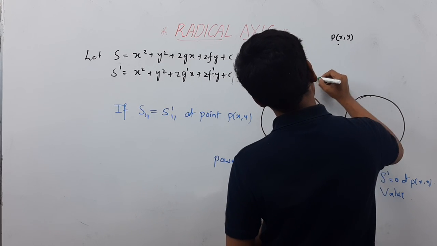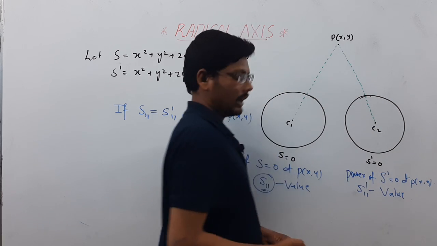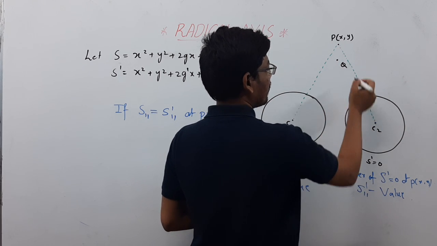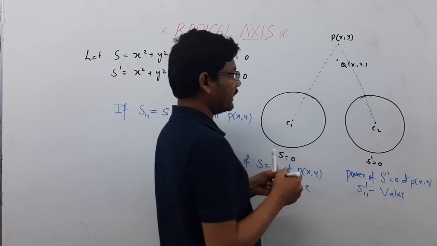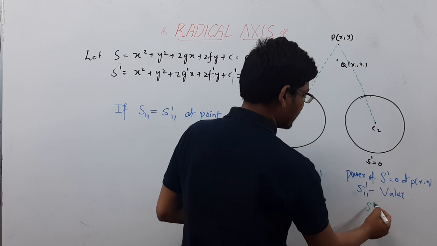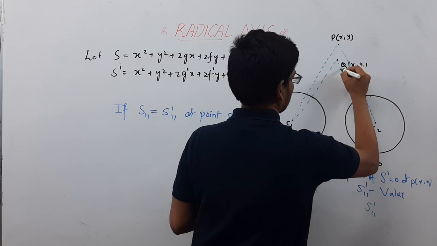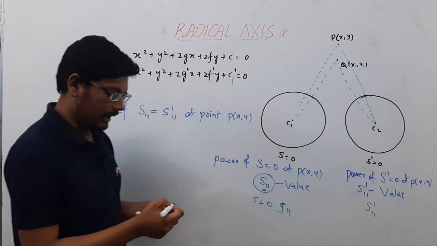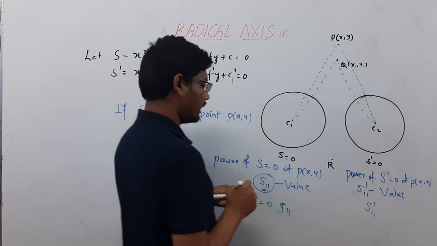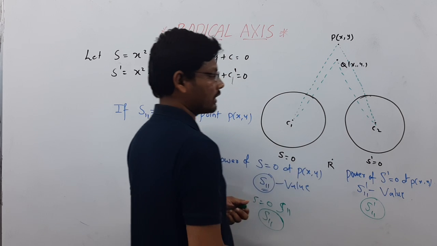So this is one point, and I am taking one more point, Q. I am assuming this is a point Q of x1 comma y1, and at this point also the power of S is S11, and at point Q the power of S dash is S dash 11. So I am joining these two points. Similarly, I am taking one more point on the downside. So this is PQ. At this point also, the power of the point with respect to S = 0 is a value, and S dash 11 is also a value here.